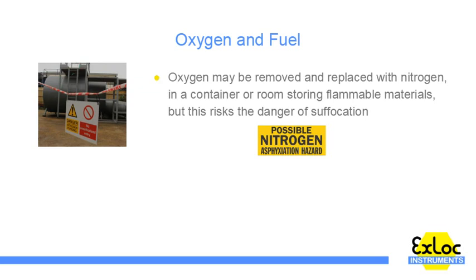Oxygen and fuel. Oxygen is, of course, all around us in the air and is therefore difficult to eliminate. It is possible to remove the oxygen in some circumstances using nitrogen to replace it. This could be done in a container or room storing flammable materials. However, it has been found that the risk of suffocation can be a greater danger than that of fire. Hence, oxygen removal is generally not considered to be a first option when looking to prevent fires.